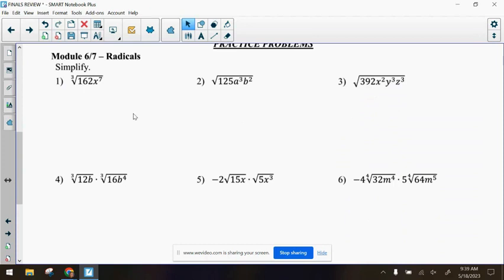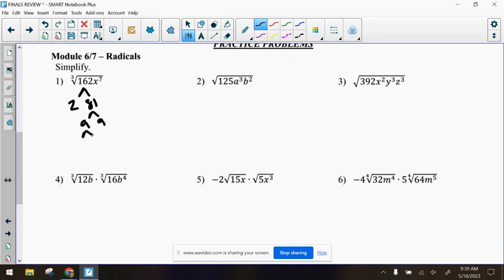So on number 1, we are simplifying the cube root of 162x to the 7th. So on 162, we're going to start by breaking that down into its factors. 162 breaks out into 2 and 81, 81 into 9 and 9, and 9 each into 3 and 3. Whatever the index is of the problem is what we're looking for in terms of groups. So I have this group of 3s, but 2 values left behind. So I bring out a 3 and leave behind the cube root of 6, because 3 times 2 is 6.